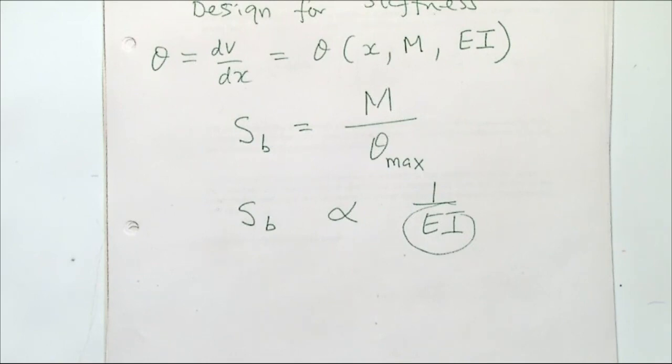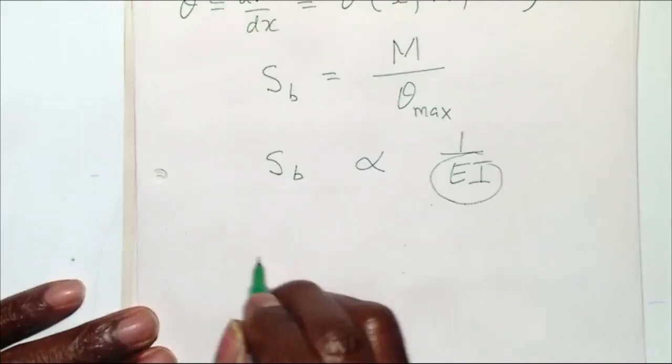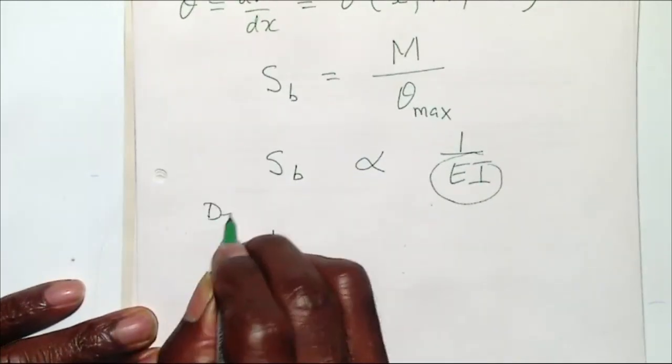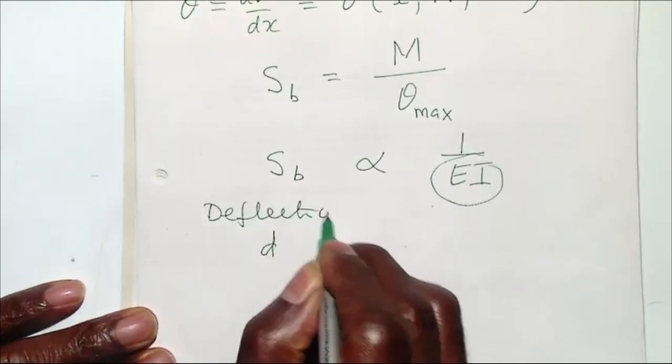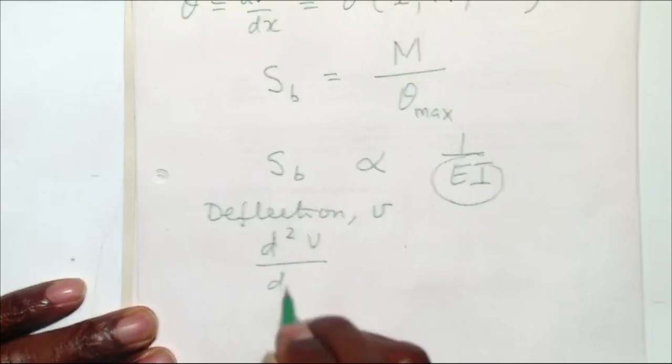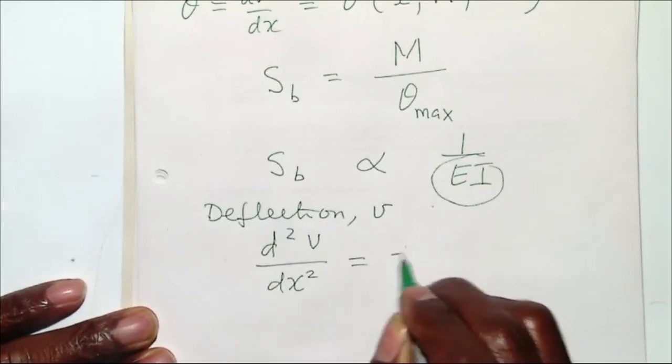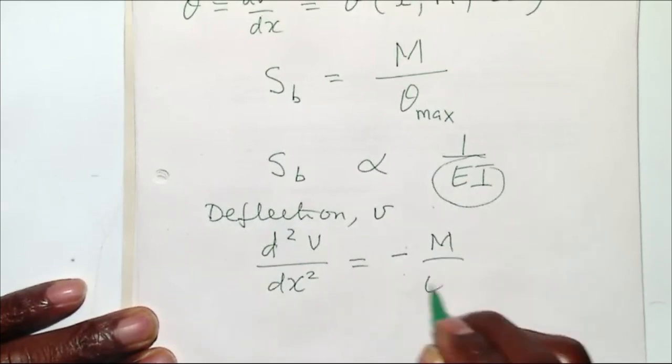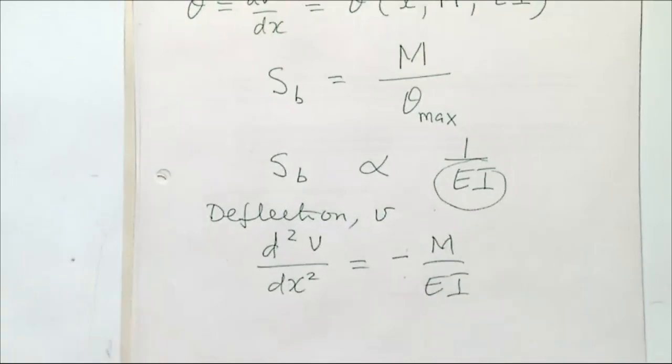Okay, so let's start with the first one. You will see how we use this. Let me just summarize what we have here. We've just said that the deflection, V, is related to the applied bending moment: d²V/dx² equals minus M over EI. So that is what I will start with, and then I will do my integration and put in my boundary conditions, and then we can use it. So let's do the first one.